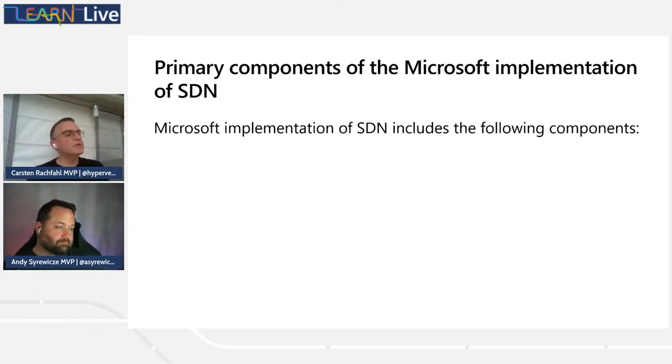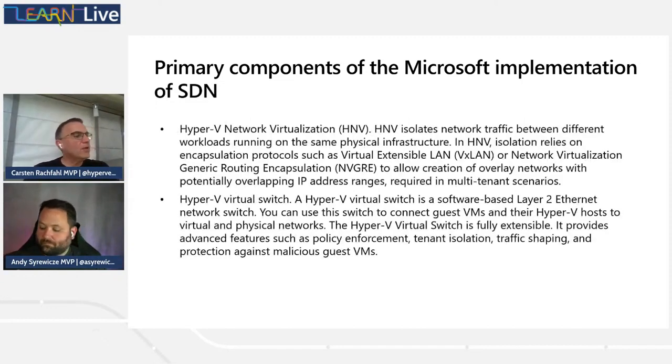So what are the primary components of software-defined networking? We have, of course, Hyper-V network virtualization. We need Hyper-V for that. We need the Hyper-V switch to add this additional layer. And then for encapsulation, Microsoft first went with Network Virtualization Generic Routing Encapsulation, NVGRE. You can still leverage that because old implementations of SDN use that. But nowadays, we use Virtual Extensible LAN, VXLAN. It's a kind of industry standard. Many other vendors also leverage VXLAN. So Microsoft decided to go that way.